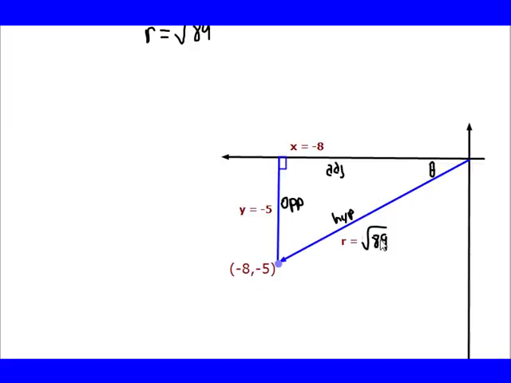So the hypotenuse is the square root of 89, and as you notice here, I have the sides listed. Where y is equal to negative 5, that is opposite, and I'm going to label that as well. This is opposite angle theta. So here's angle theta, and this side is opposite that angle. Where x equals negative 8, this is the adjacent side. So now we're going to use the information from this right triangle to do the 6 trigonometric functions.